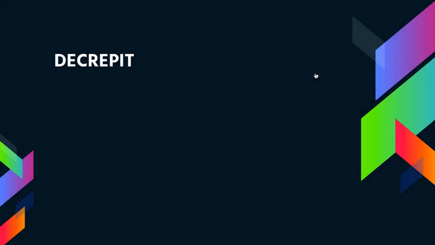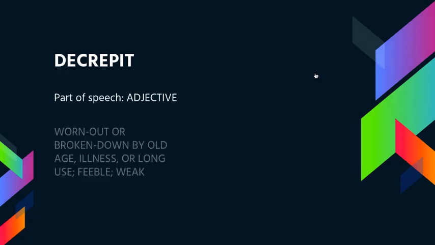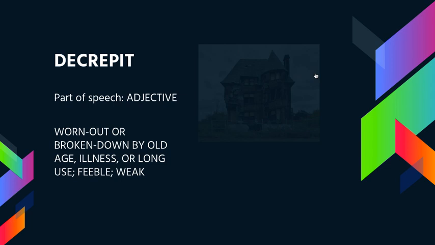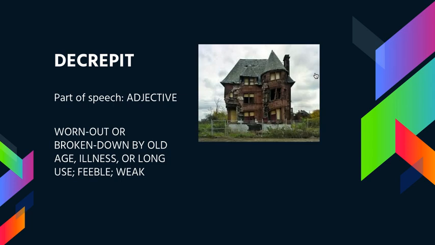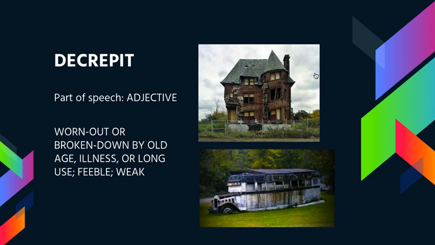Next word is decrepit. This is an adjective. Definition is worn out or broken down by old age, illness, or long use. Feeble, weak. So here's an example of a house that is decrepit. It's worn out, broken down, falling apart. And then there's a bus, obviously rusted, flat tires, just in really bad shape. It is decrepit.